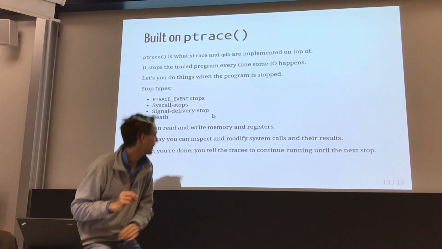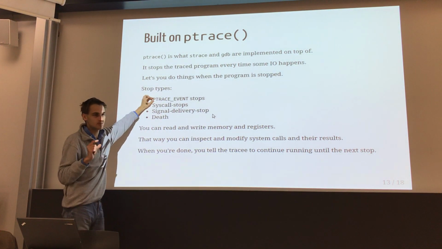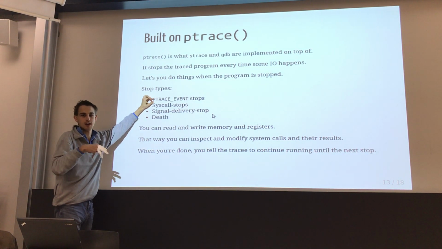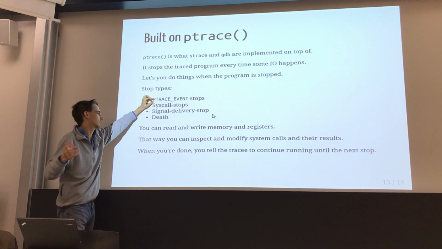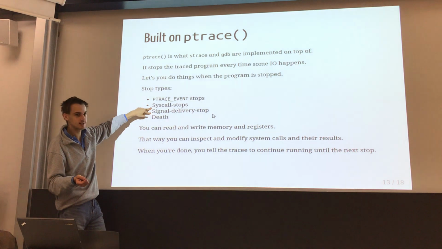So what kind of events do you get there, right? You get these ptrace event stops, as I mentioned before, special stops for when a program spawned, or a program forked a new thread, for example, this kind of stuff. The syscall stops, enter and exit, signal delivery stop.